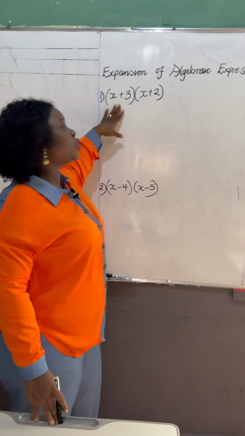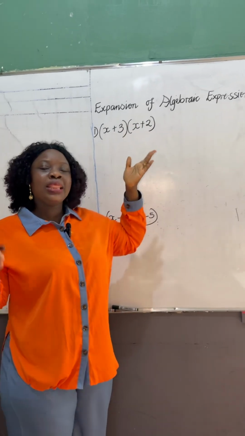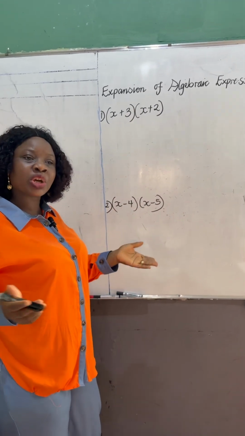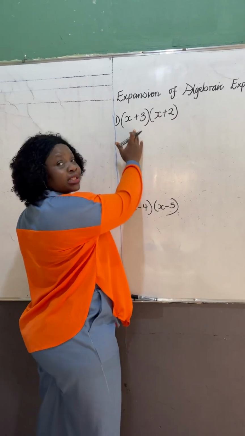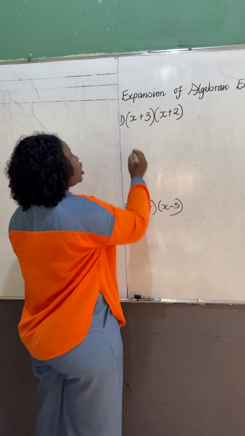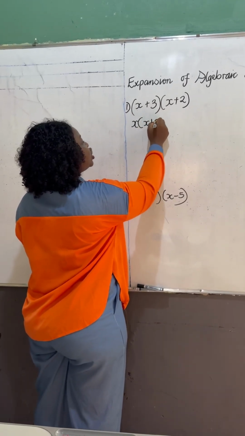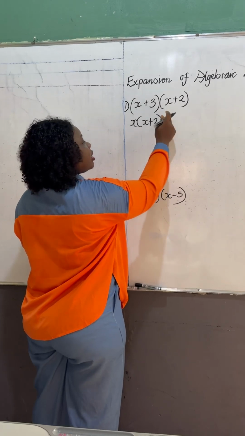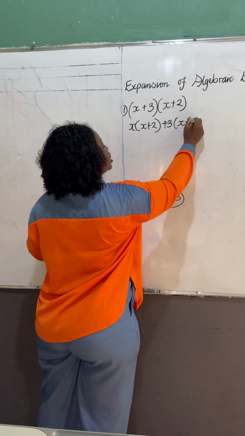Let's look at this. We have x plus 3 into x plus 2. Let's use the normal method that our teacher taught us. We use everything in this bracket to multiply everything in the other bracket. So we'll say x into x plus 2, then plus 3 into x plus 2.